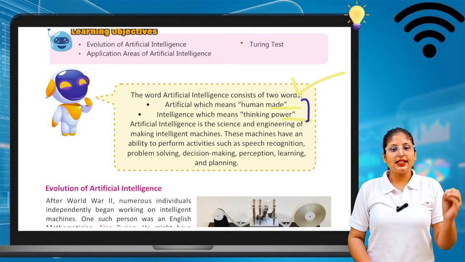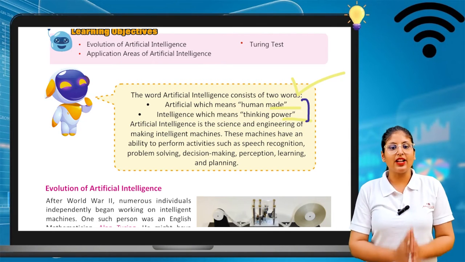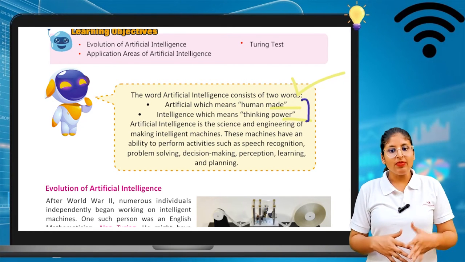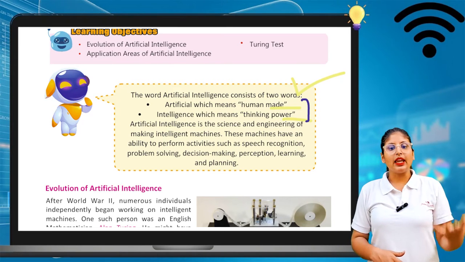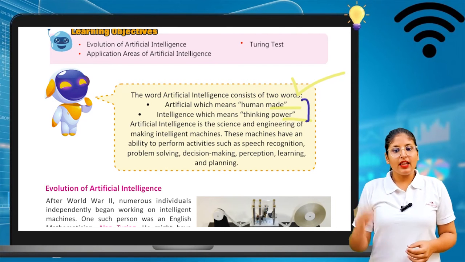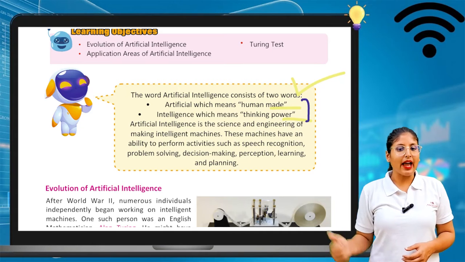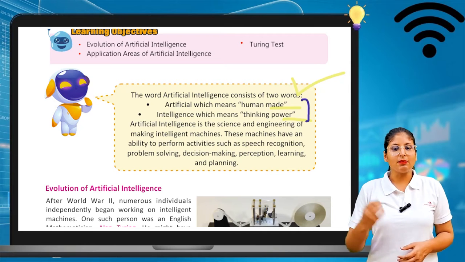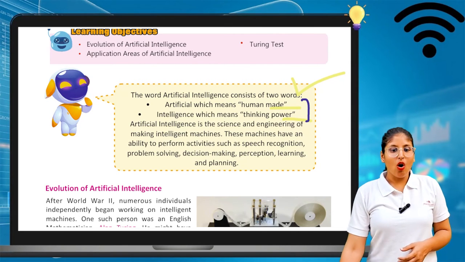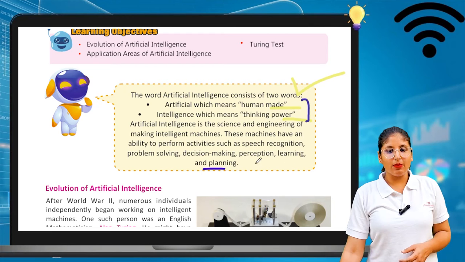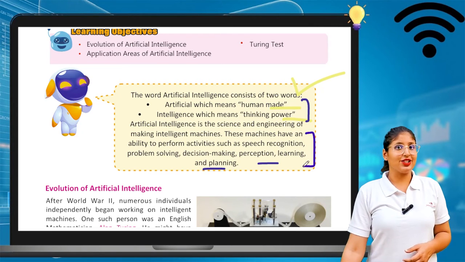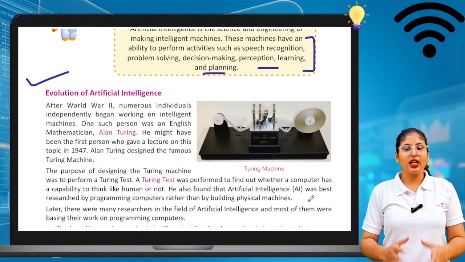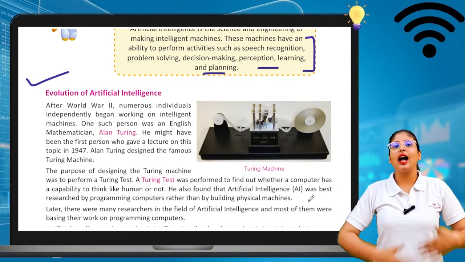Artificial intelligence is the science and engineering of making intelligent machines. These machines have an ability to perform activities such as speech recognition, problem solving, decision making, perception, learning, and planning. All these things we are able to do with the help of artificial intelligence. First we will see the evolution of artificial intelligence, how it evolved.